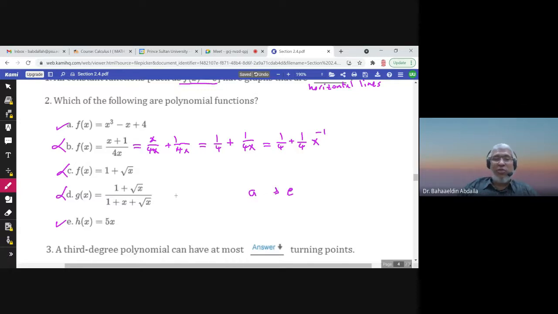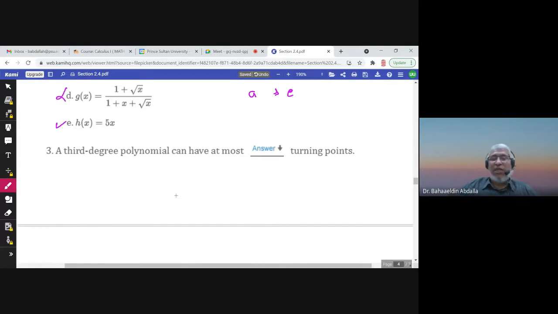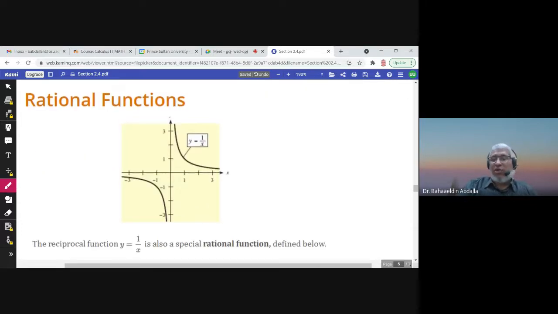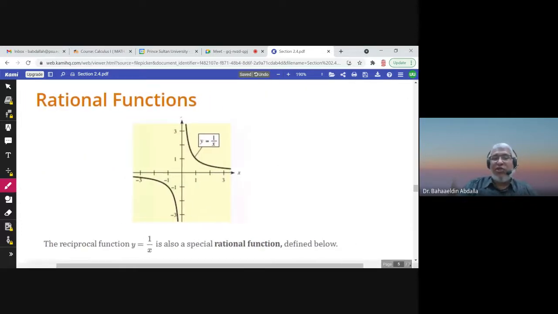These are polynomials. A third degree polynomial can have at most how many turning points? The maximum number of turning points is the degree minus 1. So 2 turning points. These are the rational functions. The easiest rational function is the function 1 over x.